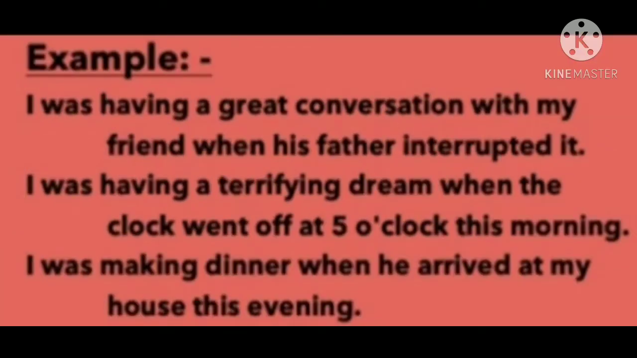For example, I was having a great conversation with my friend when his father interrupted it. Here, the unfinished action is I was having a great conversation with my friend. His father interrupted is the other action. So, here two actions are there. So, we use past continuous tense.